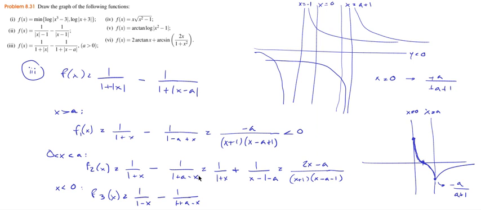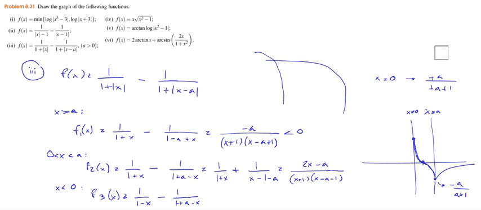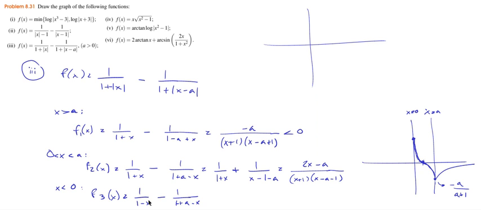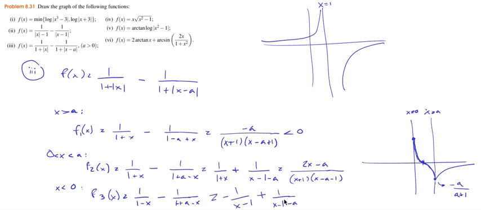This is 1 over, let's see, 1 over 1 minus x, or in other words, minus 1 over x minus 1, and then you have plus 1 over x minus 1 minus a. So you have this at x equals 1, and minus that is going to be like this, and you have this sum, which is at a plus 1, and then you have this, right?